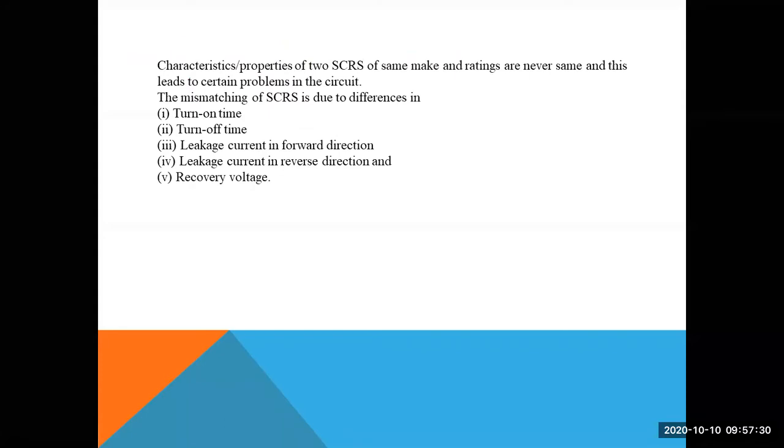These are the problems which we already discussed. Due to the difference in properties and static behavior characteristics, we get mismatch in five parameters: turn on and turn off times, leakage currents in the forward direction and also in the reverse direction, that is forward blocking and reverse blocking, and a difference in recovery voltage, or PIV, also. These are the basic differences due to the difference in characteristics of the SCRs.